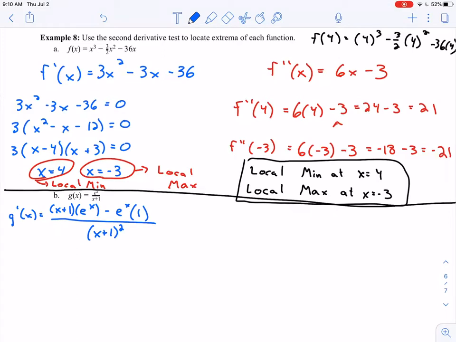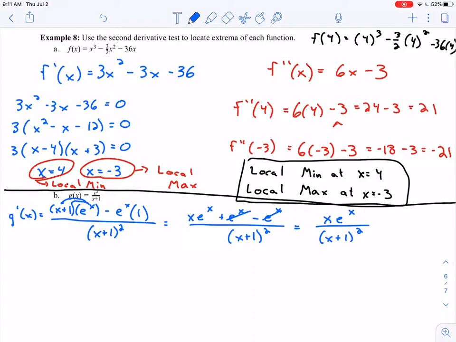So now we need to evaluate this and simplify it a little bit. So in my numerator, I'm going to go ahead and take this e to the x and distribute that. So I have x e to the x plus e to the x. Over here, e to the x times 1, that would be minus e to the x, all over x plus 1 quantity squared. These two cancel, and I'm left with x times e to the x divided by x plus 1 quantity squared.